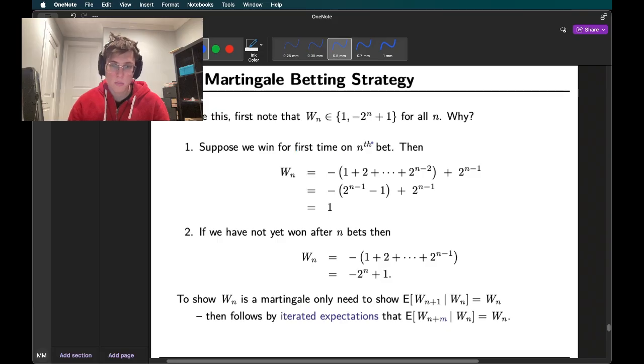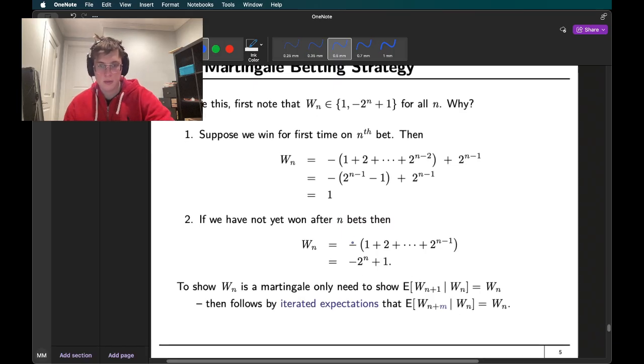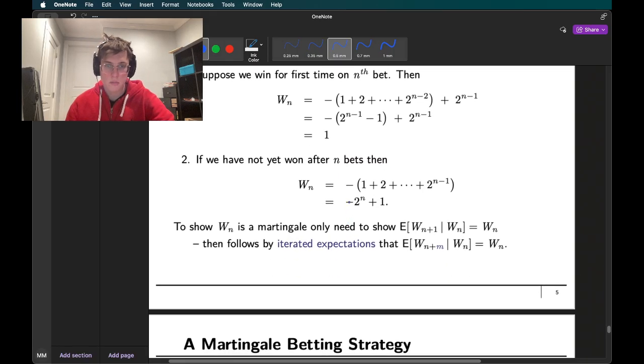Suppose we win for the first time on nth bet, then Wn is that. If we have not yet won after n bets, then Wn is that. To show Wn is a martingale, we only need to show this. This follows by iterated expectation.